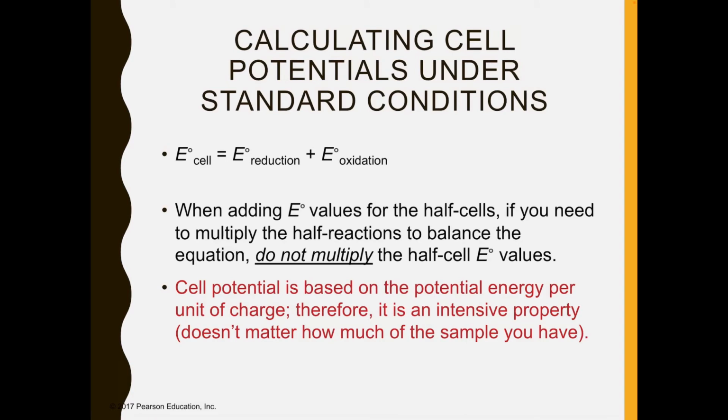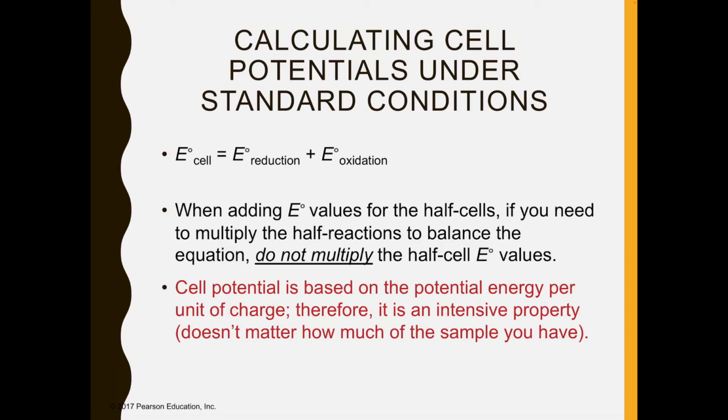Okay, calculating cell potential under standard conditions. So again, we're always going to do reduction plus oxidation, and we're going to add those up. If you think about when we were balancing those redox reactions, sometimes we needed to multiply our reaction by 2 or by 3 to get those electrons from one reaction to cancel out with the other so that we could add them together.